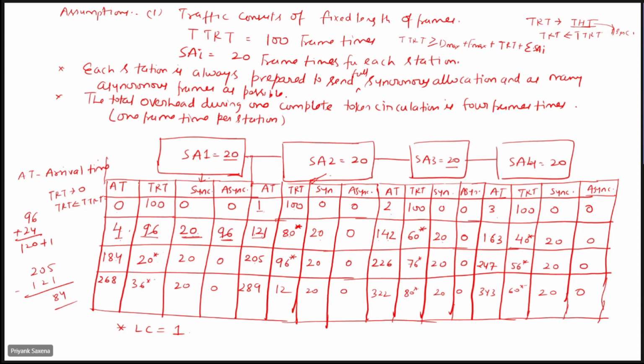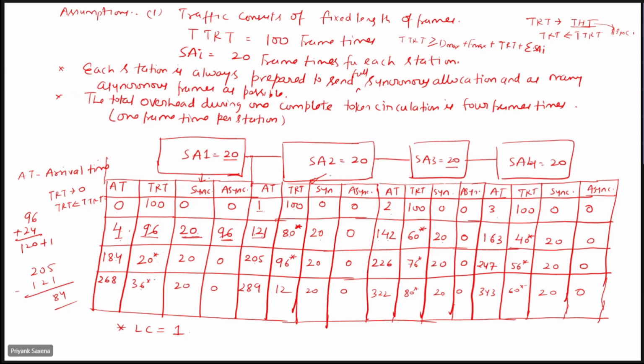For every station we have made 4 columns: arrival time, TRT value. What is TRT? Token rotation timer. Once this timer is enabled, it gets decremented by the frame times, right? And once it becomes 0, it is initialized with the TTRT value. When it is 100, as you are seeing, it is always decreasing. When it becomes 0, it is initialized again with the TTRT value, right? So TRT value is the token rotation timer.